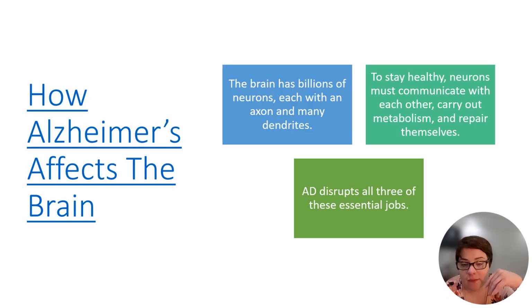So now we're going to talk a little bit more about how Alzheimer's affects the brain. As we know, the brain is endowed with billions of neurons, each of which has an axon and connects to many other neurons via the dendrites. To stay healthy, neurons must communicate with each other and carry out metabolic and repair functions among themselves. And unfortunately, Alzheimer's disease disrupts all three of these very essential jobs.